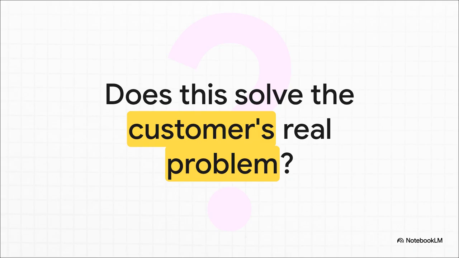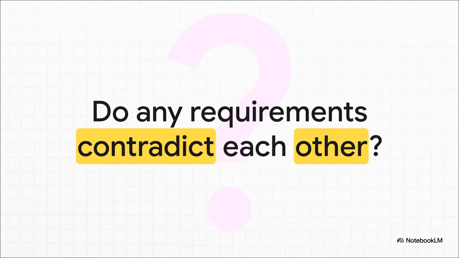First up, the big one. Is it valid? In other words, does this plan actually solve the customer's real problem? Or did we just design a beautiful solution for the wrong issue? Next, you check again. Is it consistent? We can't have one part of a plan contradict another. It's just a recipe for disaster down the road.